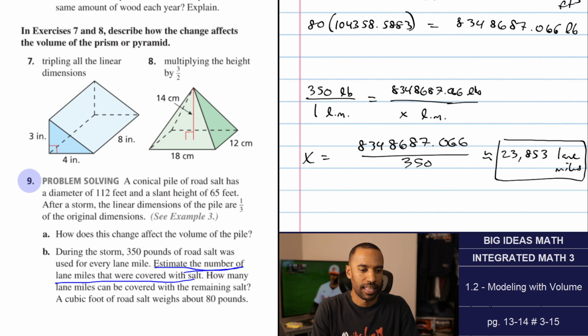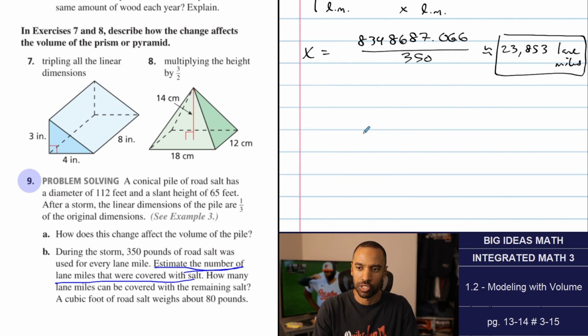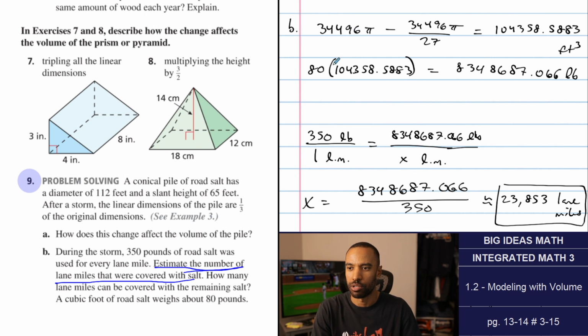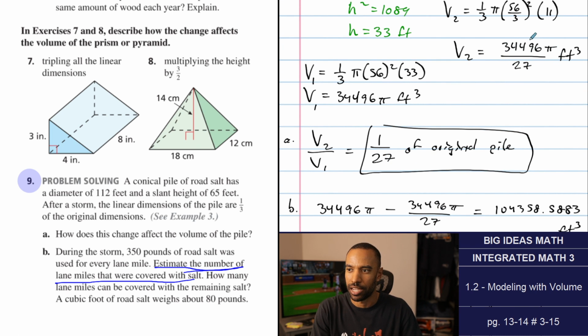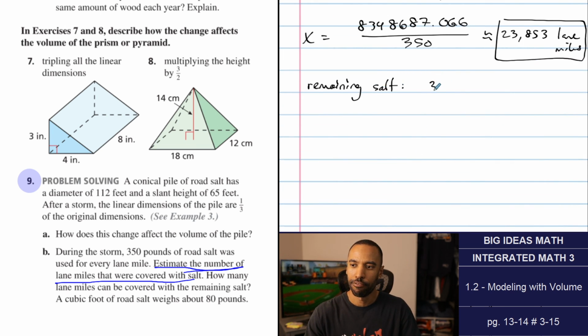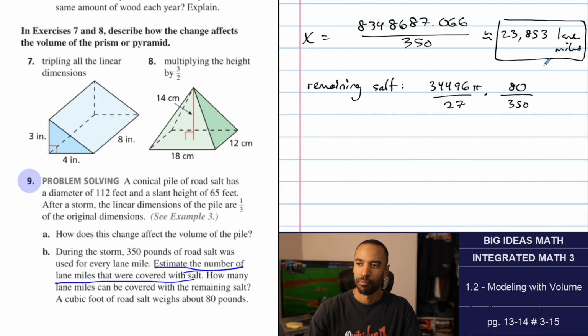That's the first one. Then they ask how many lane miles can be covered with the remaining salt. For the remaining salt, what I can do quickest, if you noticed, is that we took our value first and multiplied by 80, and then divided by 350. So the remaining salt is this number here, and I'm going to do this times 80 over 350. I think that's the fastest way. So 34496 pi over 27 times 80 over 350. Let's not make it hard. I think we could also divide this by 26, and we could also divide that by 26. I'll confirm that both of them work.